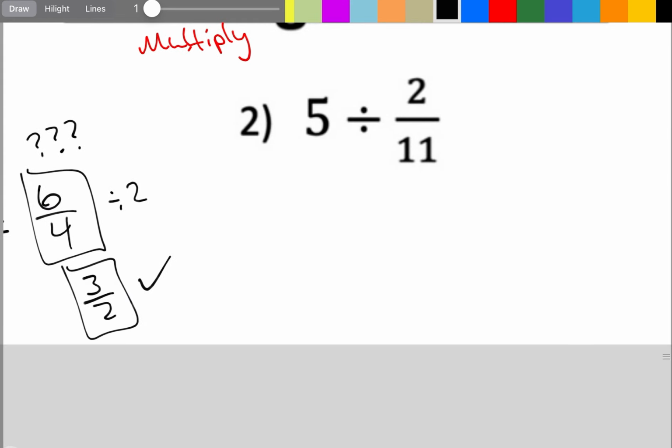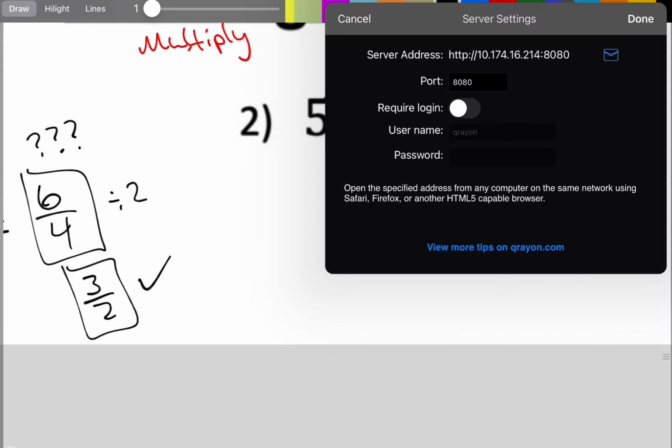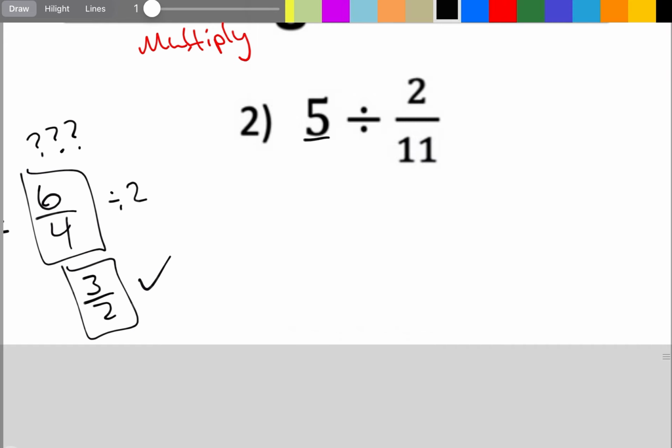Moving on to number 2, we got a whole number divided by a fraction. All whole numbers can be turned into fractions by dividing by 1. 5 divided by 1 is 5, so I didn't change any values. Let's go ahead and employ our keep, change, flip. I'm going to use the dot this time.